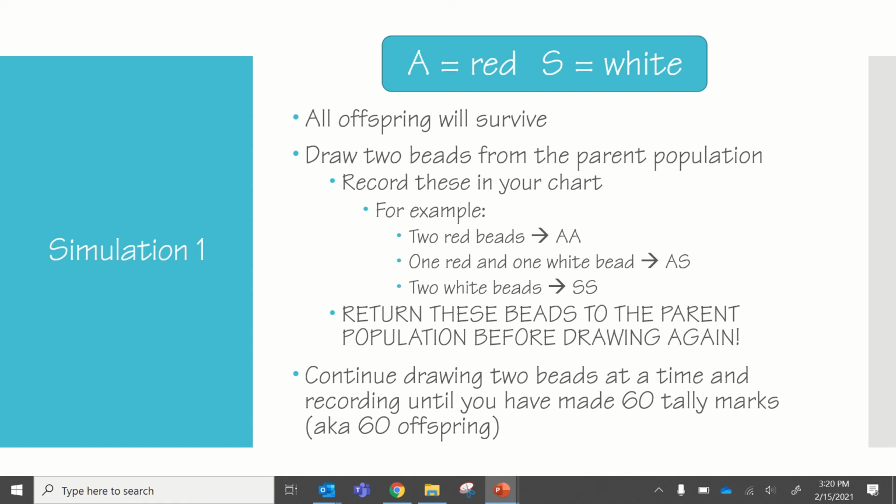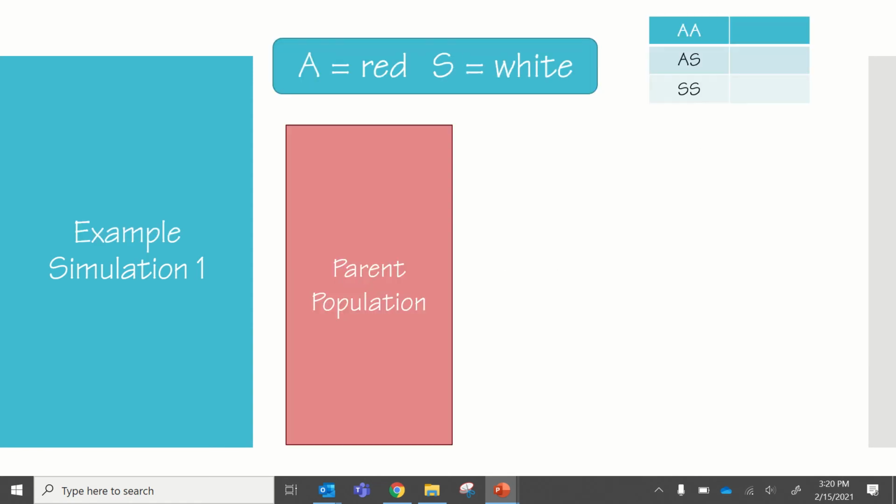Now here's the big part that you need to remember. You must put the 2 beads you just pulled back into the cup. Take them out, look at what they are, make the tally, and put them back in the cup every single time. And you'll continue drawing 2 beads at a time until you get to 60 tally marks or 60 individuals.